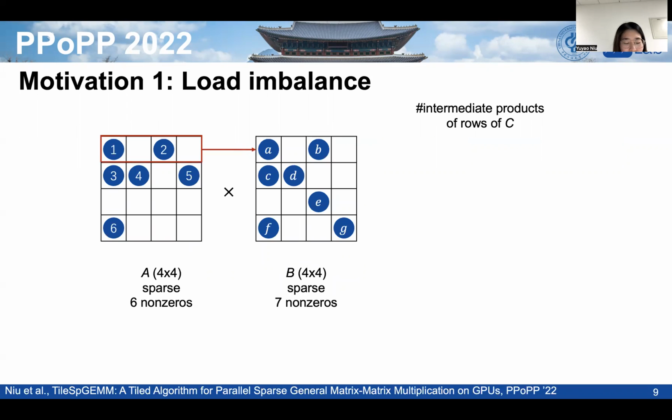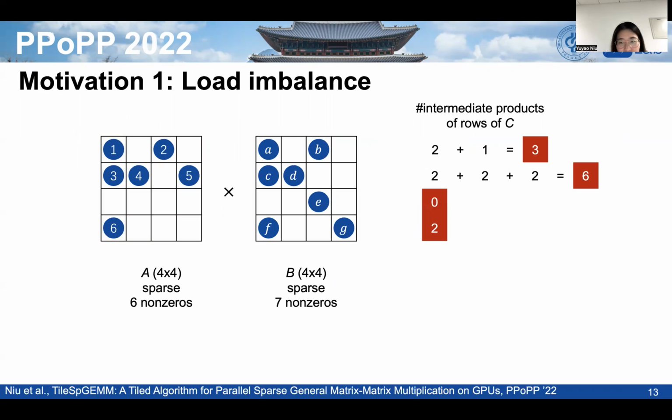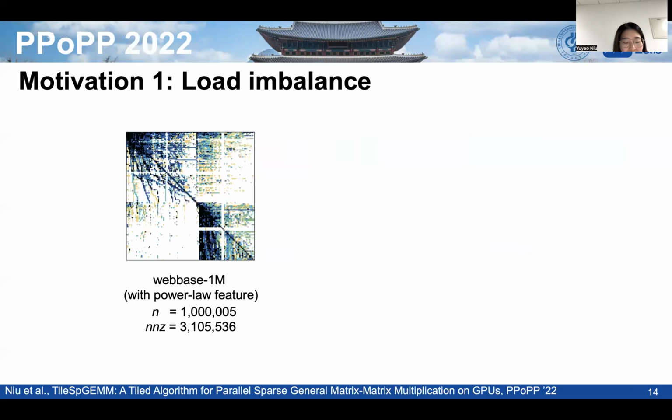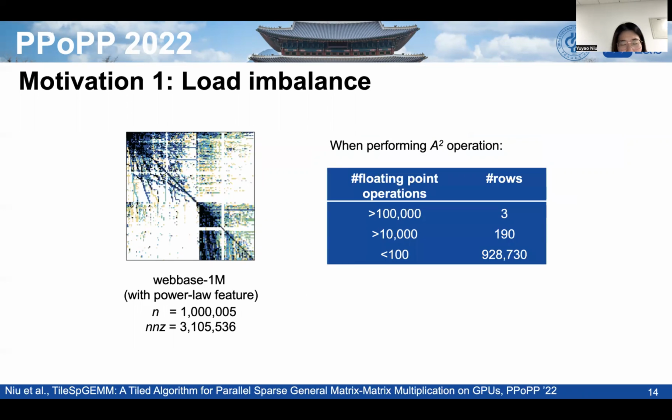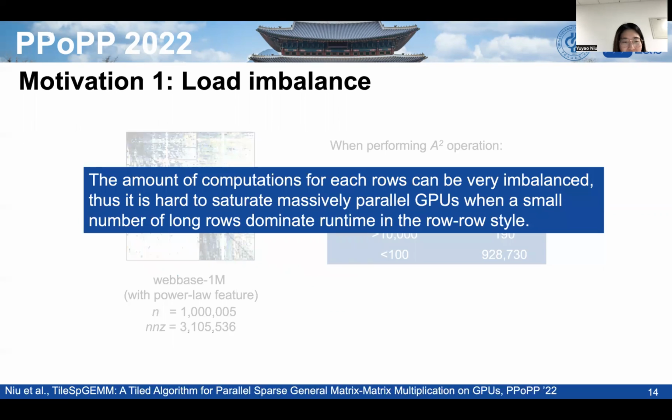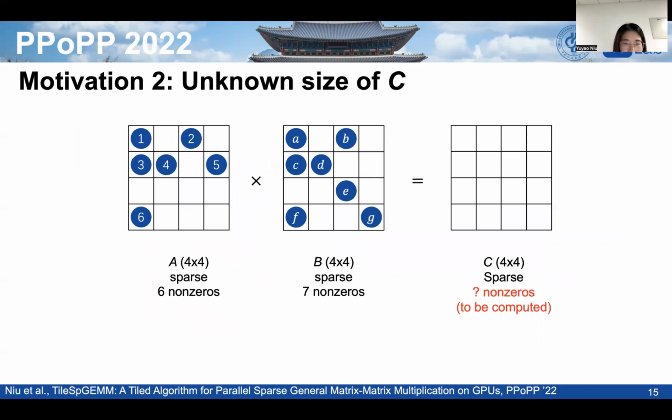When we record the number of intermediate products of each row of C, we can find that it is very imbalanced. When we deal with very large scale matrices like web-based ones, the load imbalance becomes more obvious. So it is hard to saturate massively parallel GPUs when a small number of long rows dominate the runtime in the row-row style. And the second issue is about the size of C.